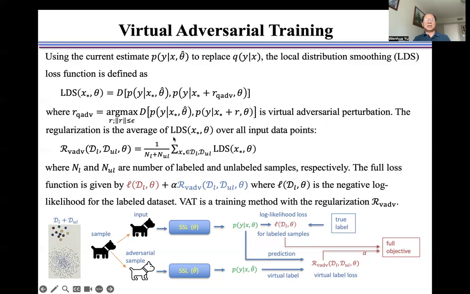The regularization is the average of LDS over all input data points as shown here, where N_l and N_ul are the number of labeled and unlabeled samples respectively. The full loss function is given by the two terms, where l is the negative log likelihood for the labeled dataset. VAT is a training method with a regularization R. Here is the training procedure of the VAT model.